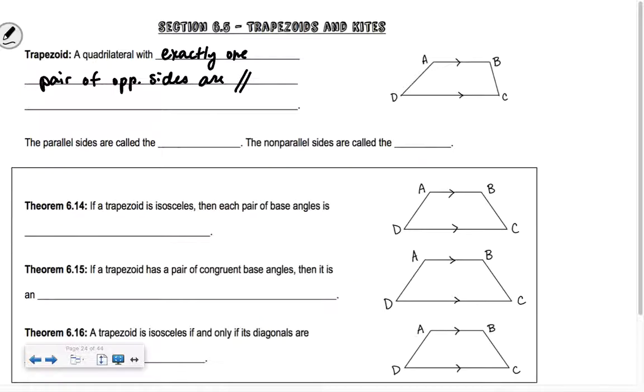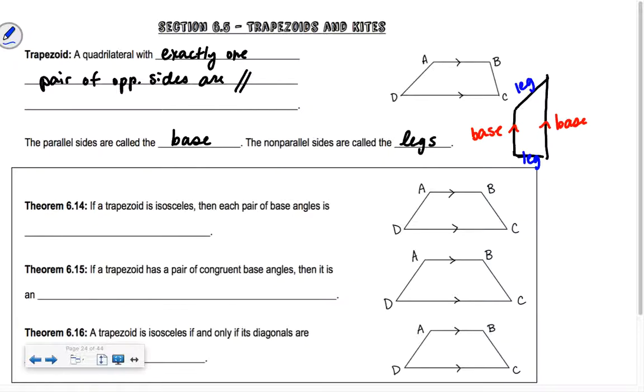And our parallel sides we call the bases, and the non-parallel sides are called the legs. So don't let that confuse you when you could have a trapezoid on its side, like something like this. These two are parallel. These would be the bases. This would be a base, and this would be a base. And these other sides would be legs. Okay, so bases don't have to be on the top and the bottom of the shape.